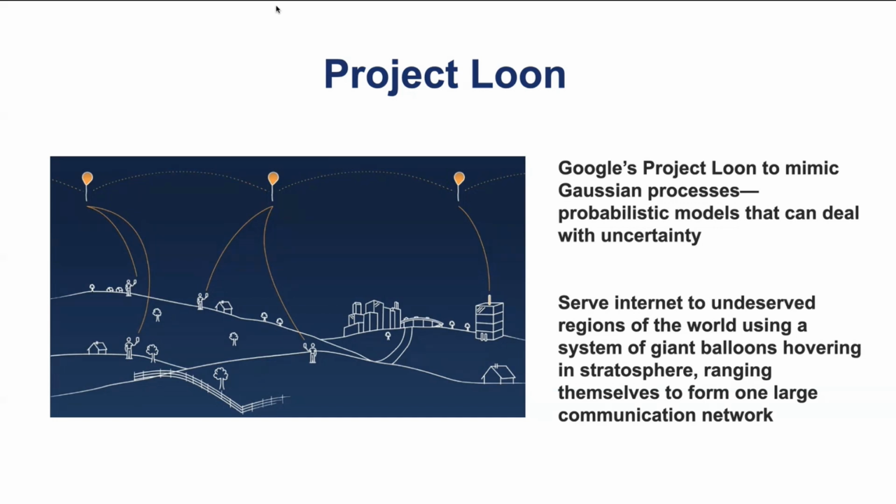So what is uncertainty? There is rain, some event, or a bird collides. There are lots of other things that can go wrong. So these balloons can take care of all of that, and serve internet to underserved regions of the world by using these Wi-Fi balloons. They move around in the stratosphere. So this is one giant, great example of an AI-based project by Google already. This is just one. They have done a lot actually.